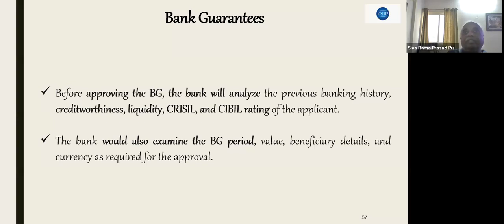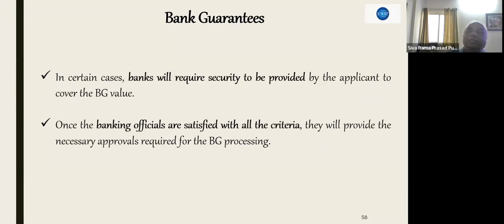The bank will also examine the BG period, value, beneficiary details, and currency as required for approval. Some other country bank guarantees are required. Then currency, the tenure, all these things they will examine. In certain cases, banks will require security to be provided by the applicant to cover the bank guarantees, whenever they are giving bank guarantees.